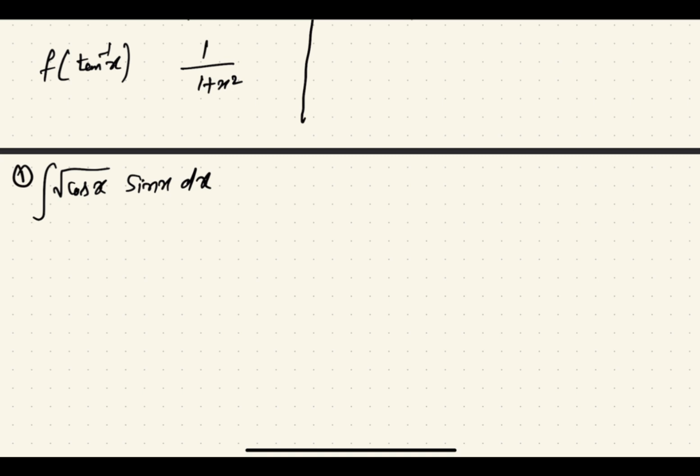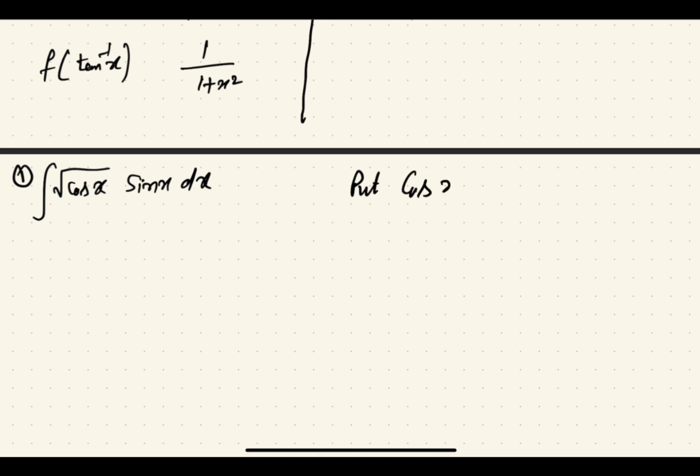Okay, the first question, if you see, the first question has a pair of sine and cosine, right? And sine x is beside dx, and the power is 1. This is not power 1. I know this cosine and sine x, this power is 1 by 2, and this is 1. We will make this a function of cosine x.